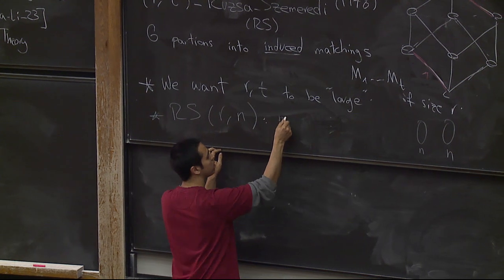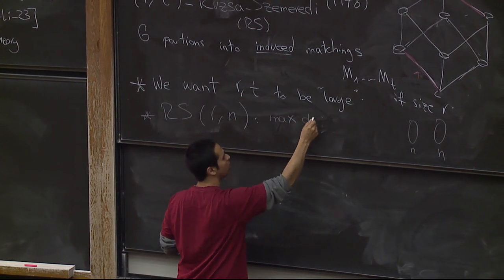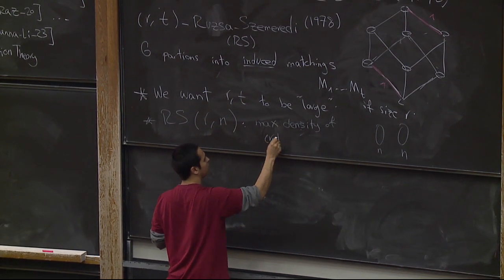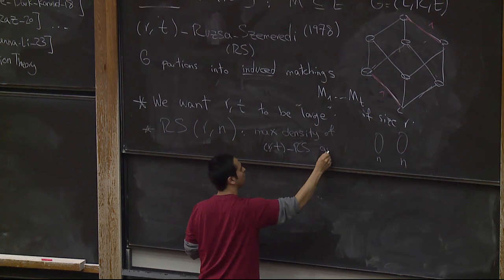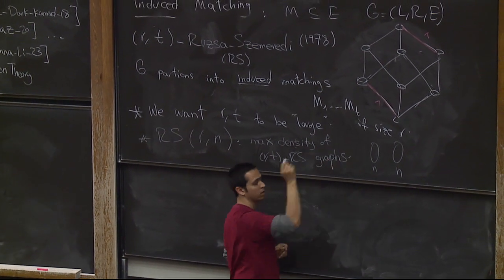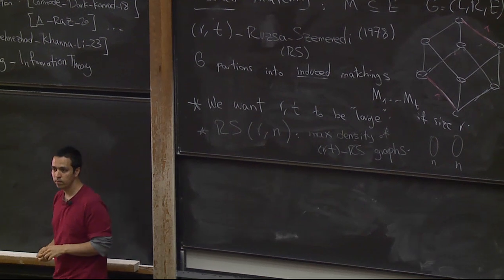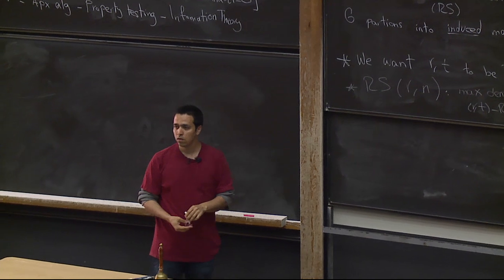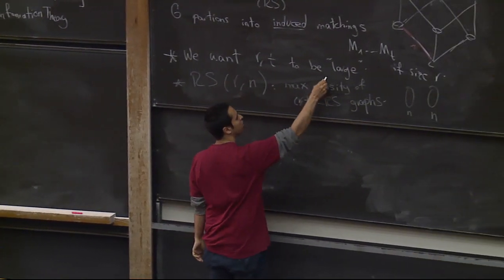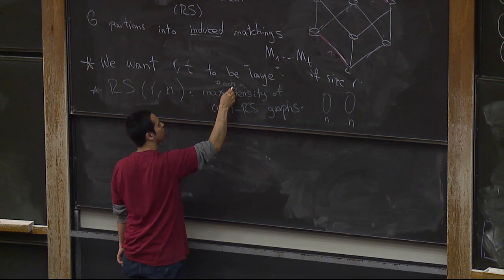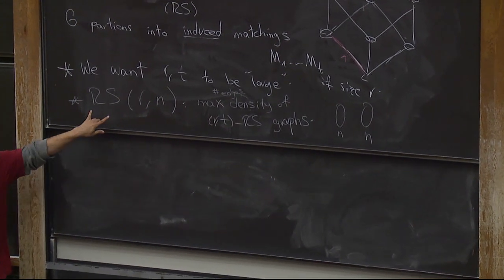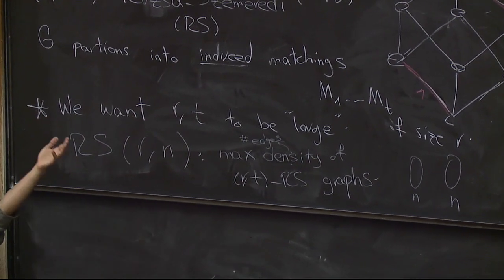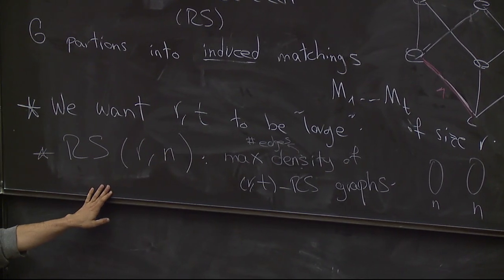And this quantity is the maximum density of an RT RS graph. Oh, dense, like R times T, maximum number of edges. Okay, density is number of edges for me. So this is a quantity that I want to understand. I want to know how large this thing can be. Does it sound good? Okay.